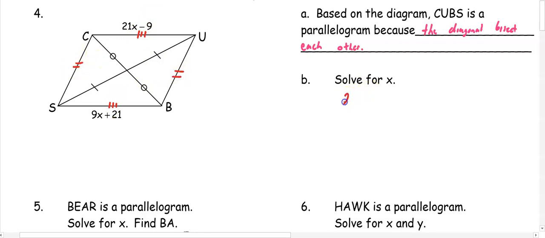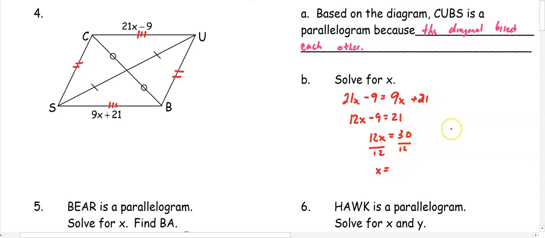So to solve for x, we would have 21x minus 9 equals 9x plus 21. So in order to solve, I'm going to subtract 9x from both sides. So I get 12x minus 9 equals 21. I'm going to add 9 to both sides. So 12x equals 30. When I divide by 12, I know that this is not divisible, so I'm just going to reduce by taking 6 out of each. So x is 5 over 2, or we could say 2.5.